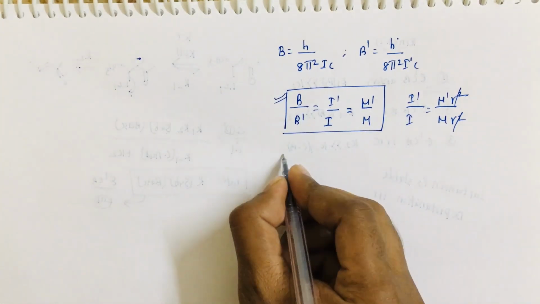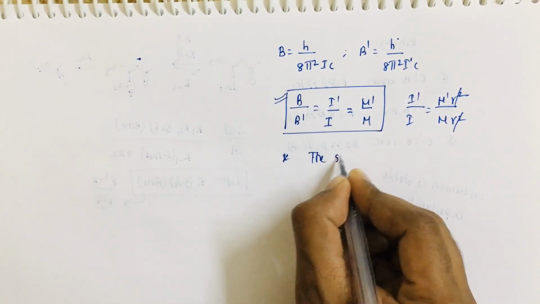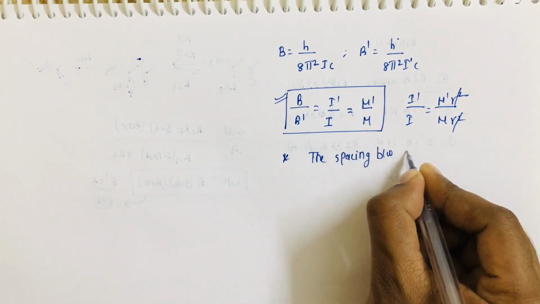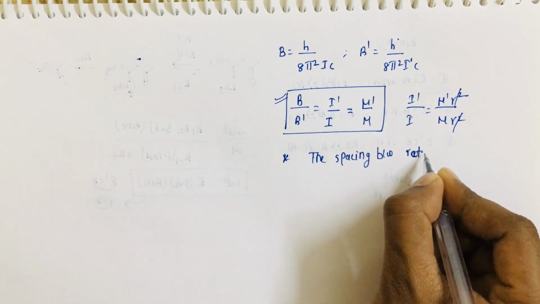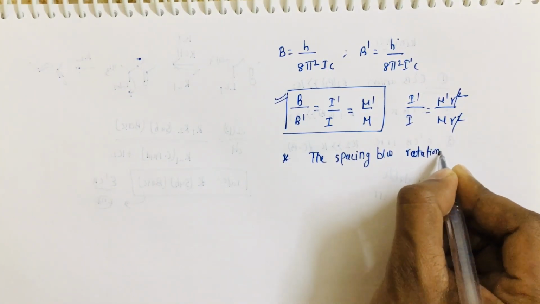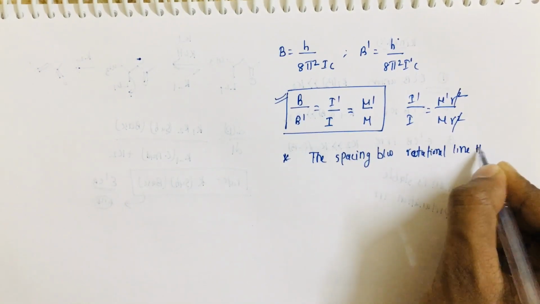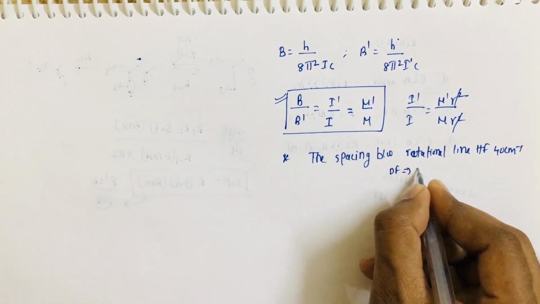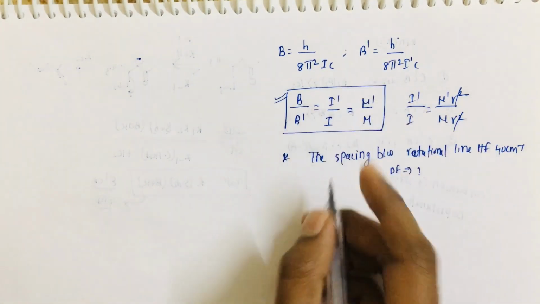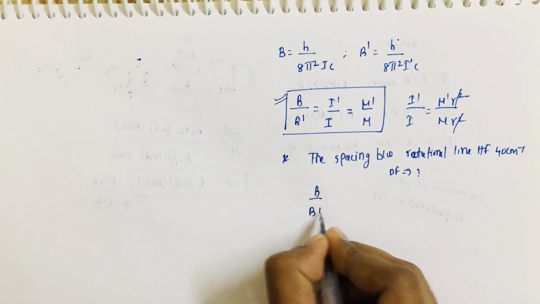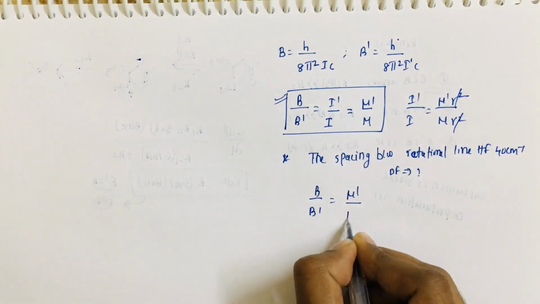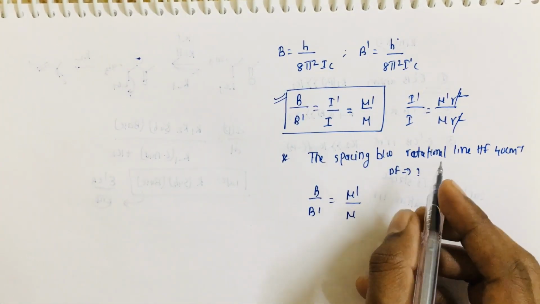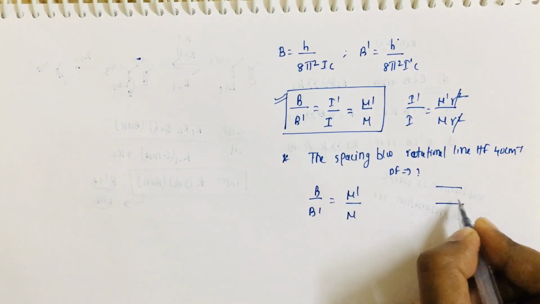So we have a problem here: the spacing between a rotational line of HF is 40 centimeter inverse. So what about the DF? We have to identify for DF. So this principle we have to take, B by B dash equals nu dash by nu. Now, the spacing between these two lines.